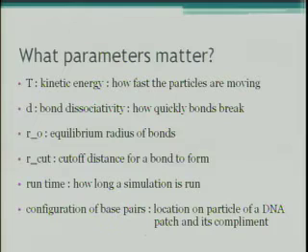So then what parameters matter for these types of simulations? Well, kinetic energy, how quickly the bonds break, the equilibrium radius, cutoff distance, how long the simulations run, and how you configure the base pairs of the DNA.